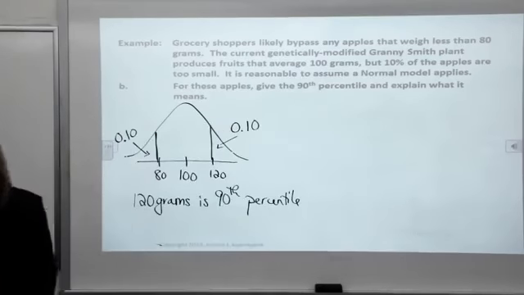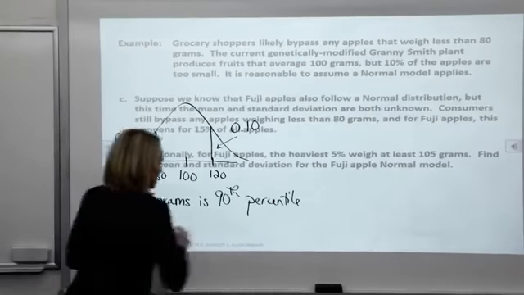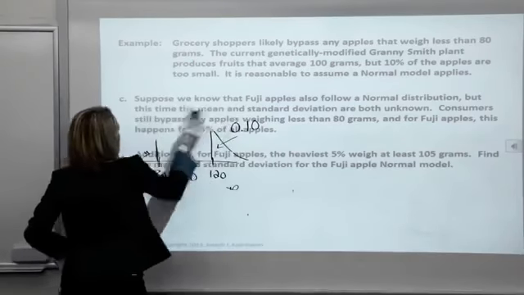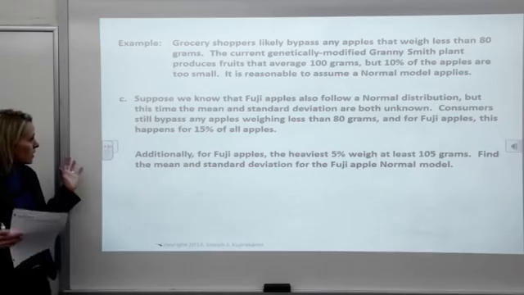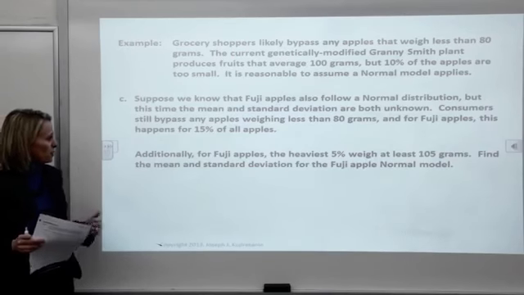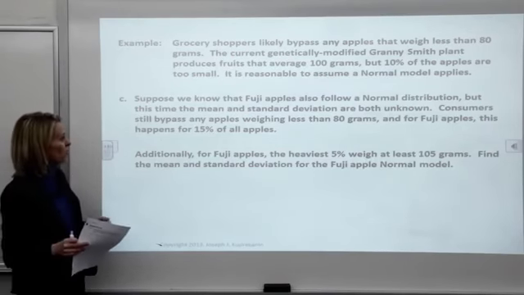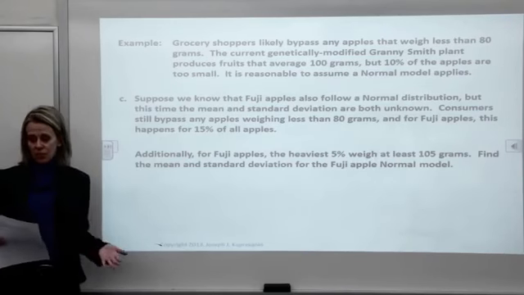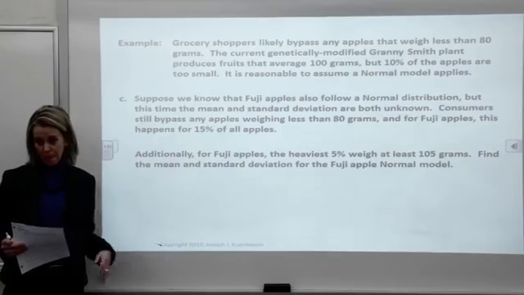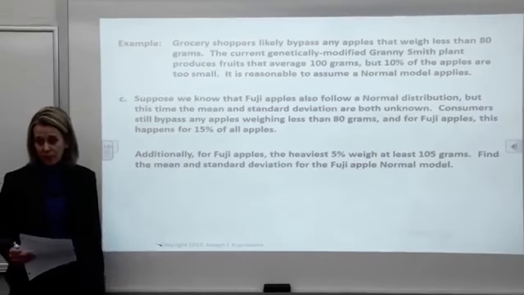All right, let's go on to C and D. C and D are great problems. They kind of pull in everything that you need to know about the normal model along with some review of your algebra skills. So still working with apples. It's still these Granny Smith apples that average 100 grams.